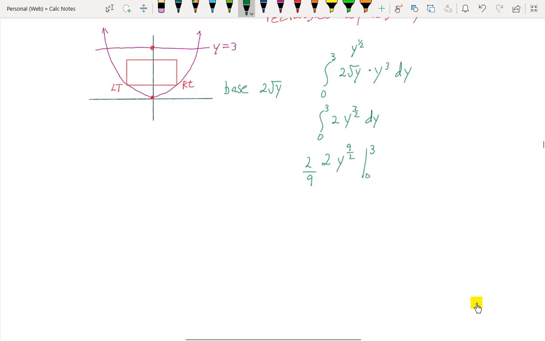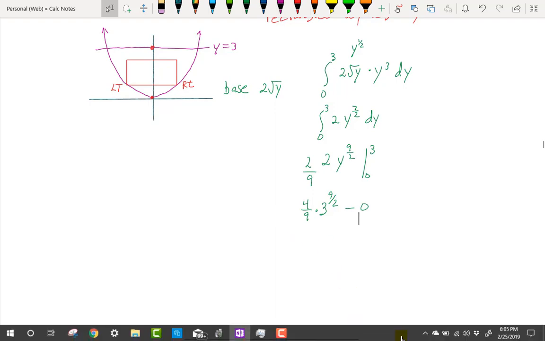So plugging in 3, we've got 4/9 times 3 to the 9/2 minus 0, and we would definitely have to get out a calculator for that, and I don't have one in front of me right now, so I'm not quite sure what that equals. I'll let you pop that into your calculator, but that's basically it for those questions there.